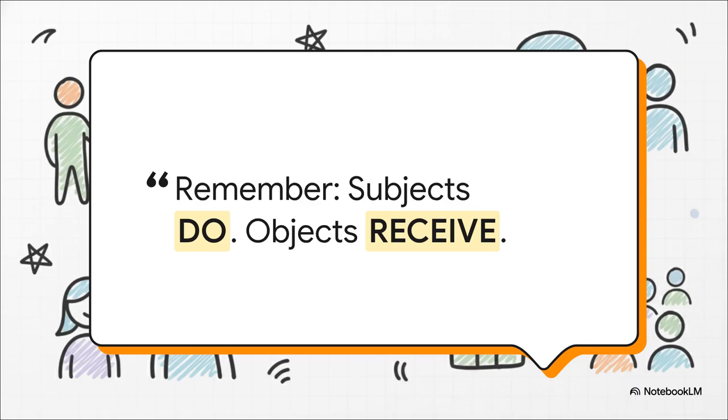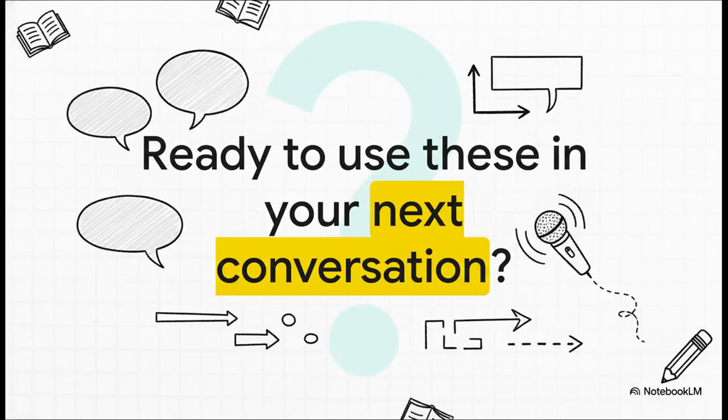So, if you only remember one thing from all of this, let it be this simple idea. Subjects do, objects receive. Honestly, that's the key to everything we've talked about. You've totally got this now. You have all the tools you need to use these pronouns the right way every time. So really, there's only one question left. Are you ready to use them in your next English conversation? I think you are. Go for it.